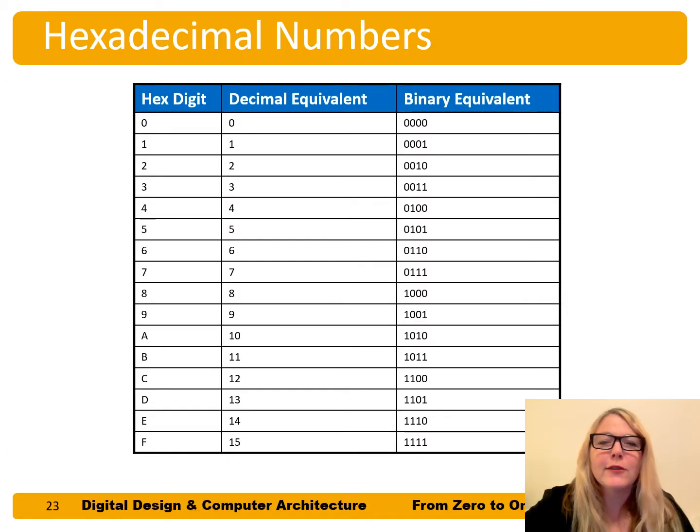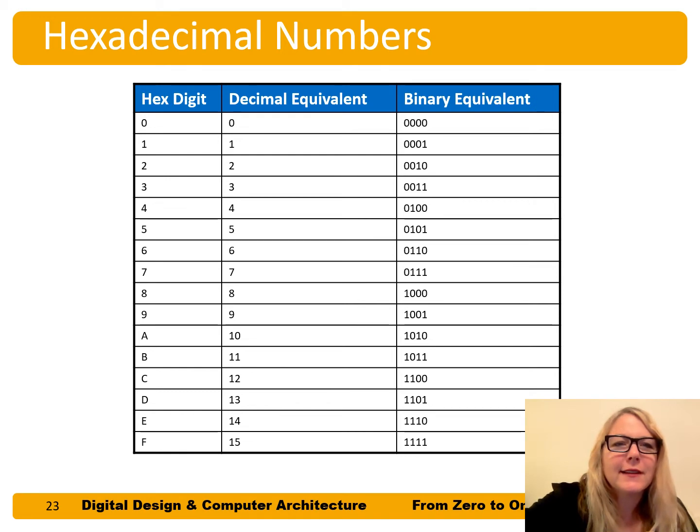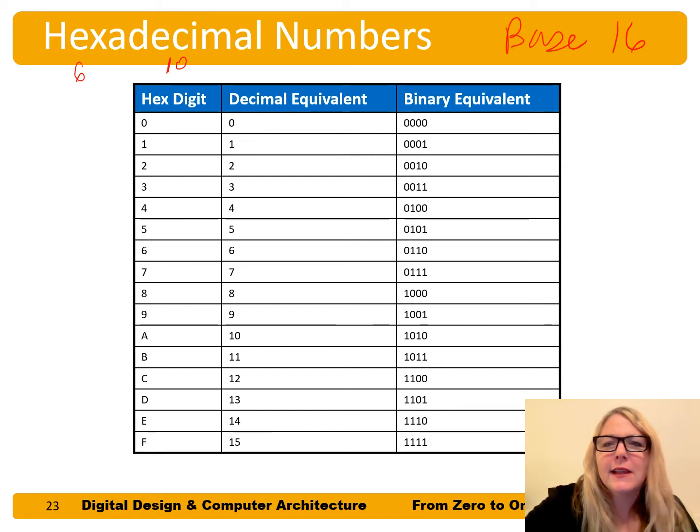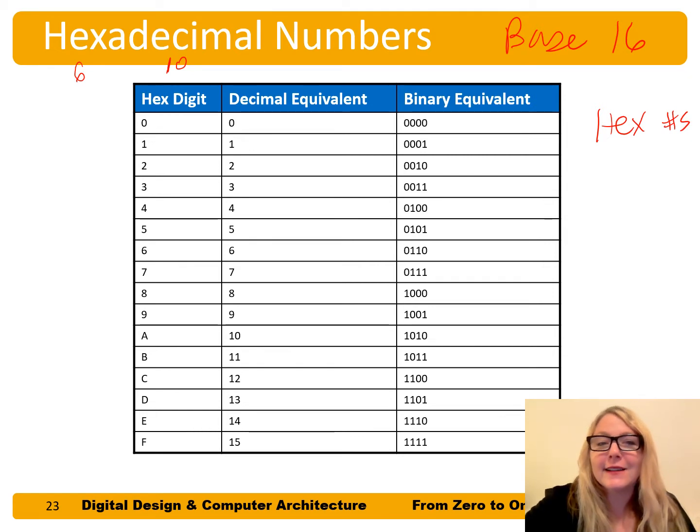So now let's talk about another base. This is base 16, or hexa, which is 6, and deci, which we know is 10. So base 16 numbers have a base of 16. We'll call them hexadecimal numbers, and for short we'll just say hex numbers, but we're really indicating hexadecimal.